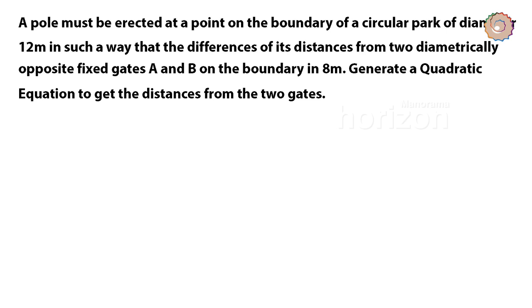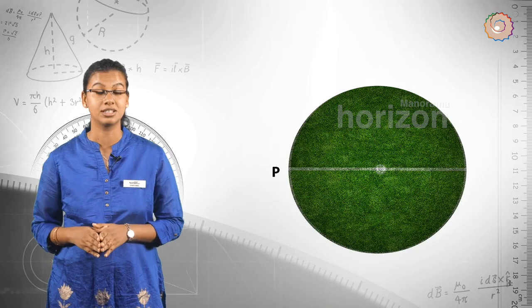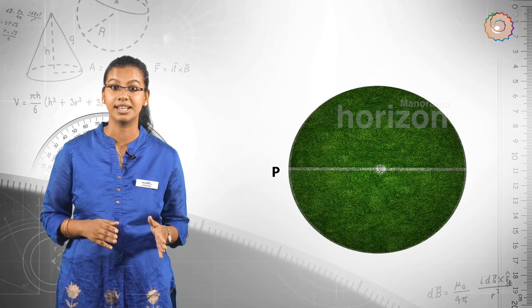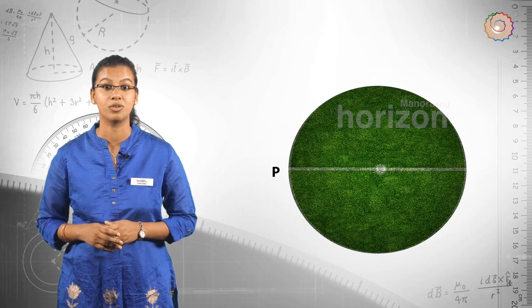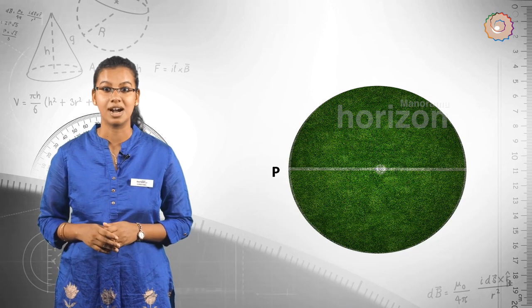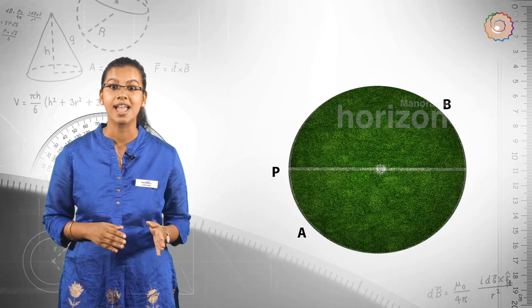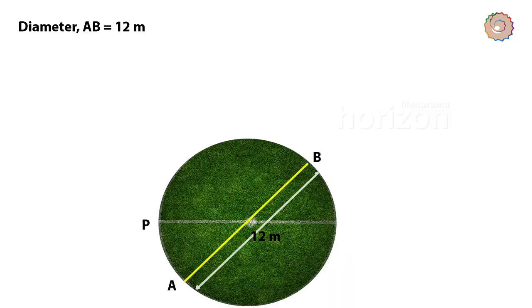To understand this better, let's draw the circle of the park, marking point P on its boundary indicating the position of the pole. Now randomly mark the diametrically opposite gates as points A and B and join them to get the diameter AB, which is 12 meters. Now join PA and PB, which will be the pole's distances from the two gates.